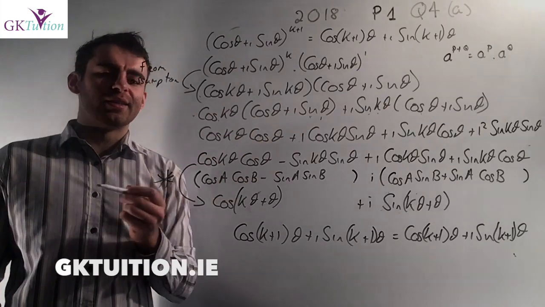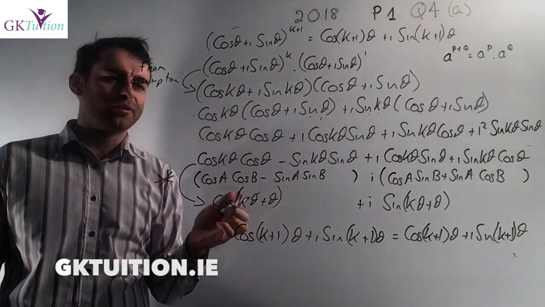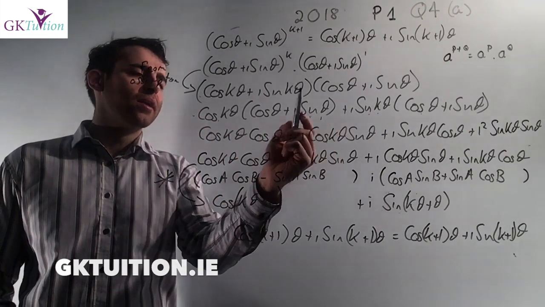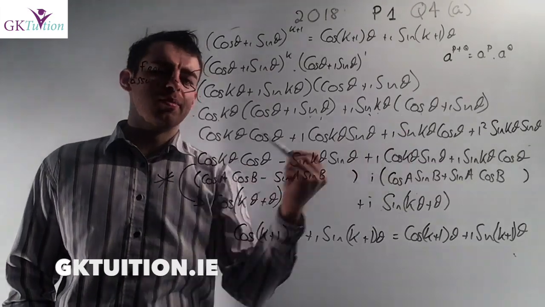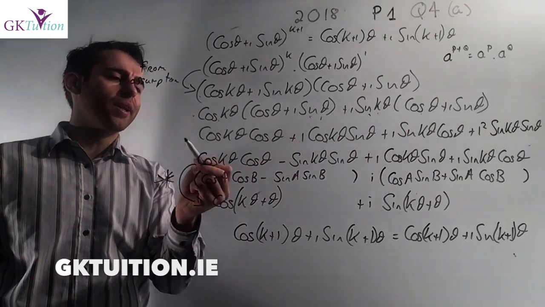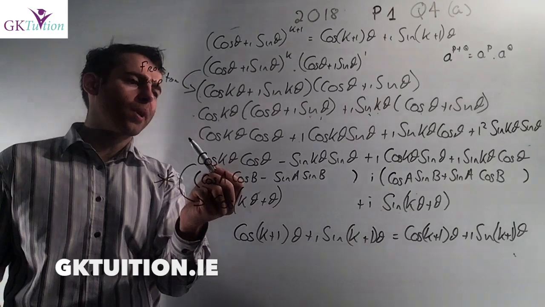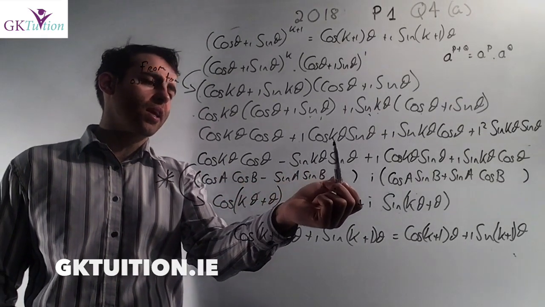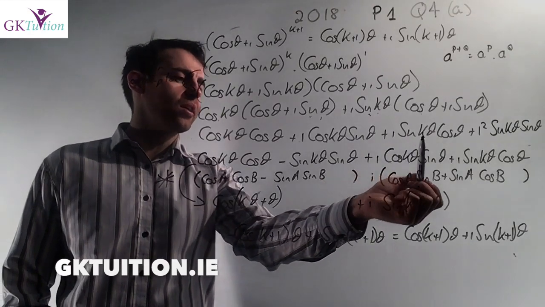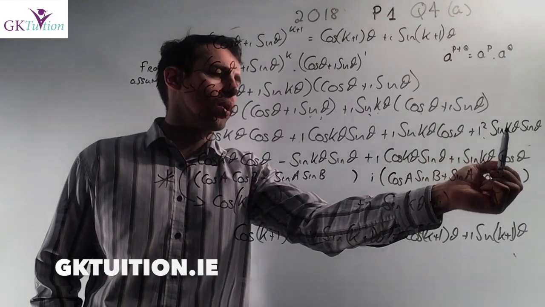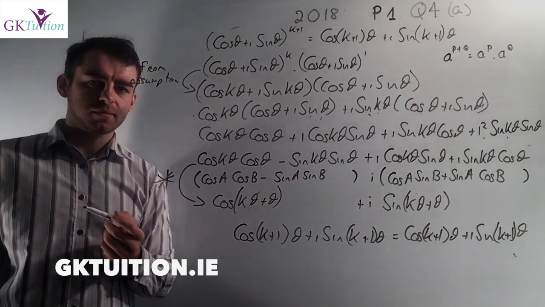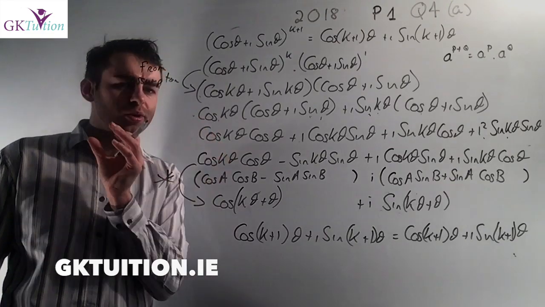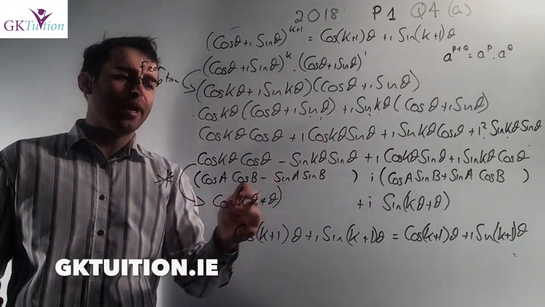Now you have two brackets, and it's just plain algebra. You're just going to multiply it out. The first thing in the first bracket multiplied by the second bracket, then the second thing in the first bracket multiplied by the second bracket. When you multiply it out, you have no like terms, so you end up with this: cos kθ cos θ + i cos kθ sin θ + i sin kθ cos θ + i² sin kθ sin θ. Now, in any awkward complex number proof, you always group your real terms and group your imaginary terms.